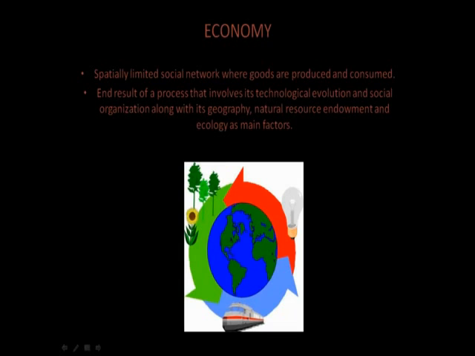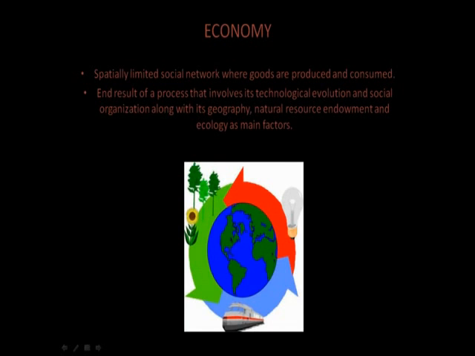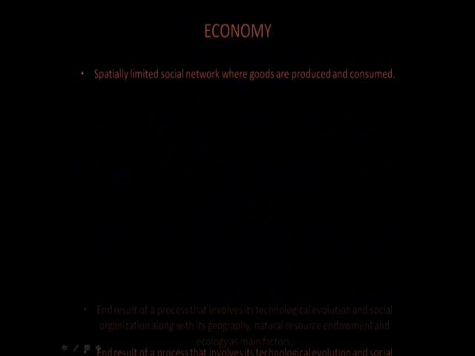So after this, we need to define what an economy is. Well, an economy is a spatially limited social network where goods are produced and consumed. Since we had defined that economics is the science that deals with the theory of production, distribution, and consumption of goods. It studies how society utilizes its resources, and in the end, economics is all about efficiency. A theory that does not maximize efficiency is not an economic theory at all.